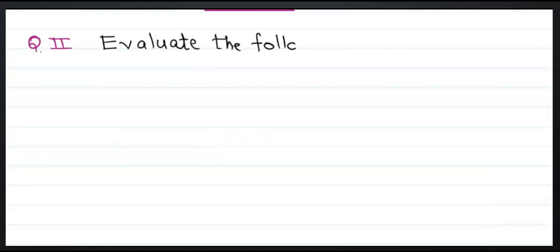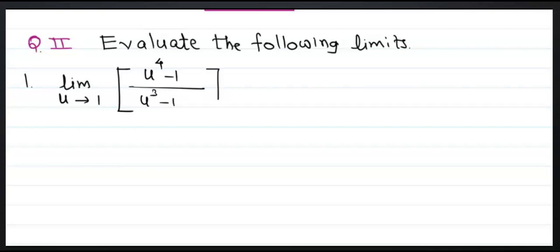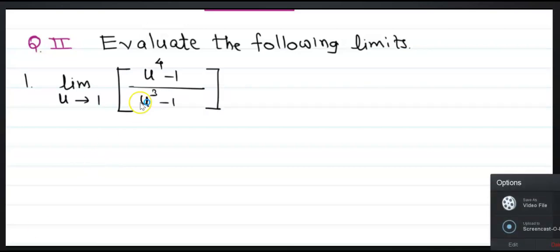Now the question number 2. Evaluate the following limits. The first problem: limit u tends to 1, u raised to 4 minus 1 upon u cube minus 1. Now here is u raised to 4, and 1 raised to 4 also. Means what? Here a raised to 4 minus b raised to 4. Then what will be the factors? The factors are a square minus b square into a square plus b square. And the next factors are a minus b into a plus b into a square plus b square.